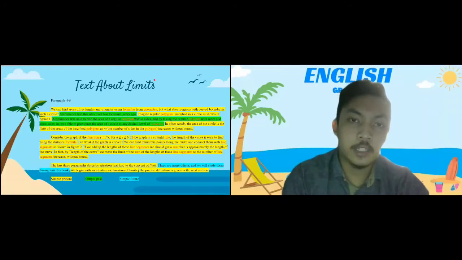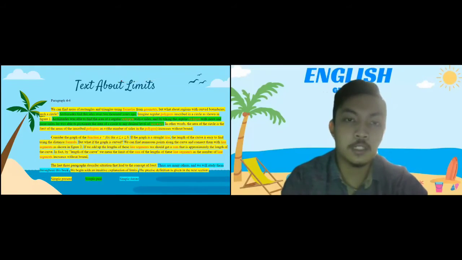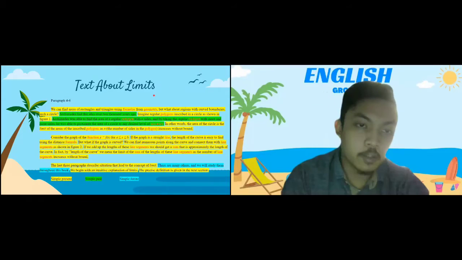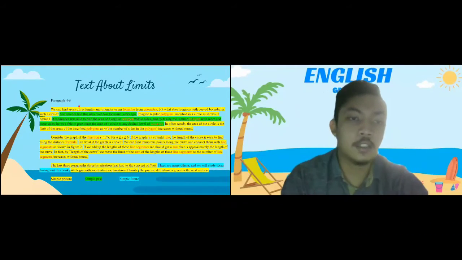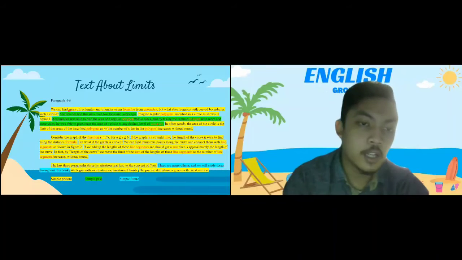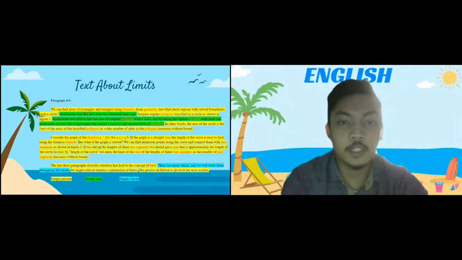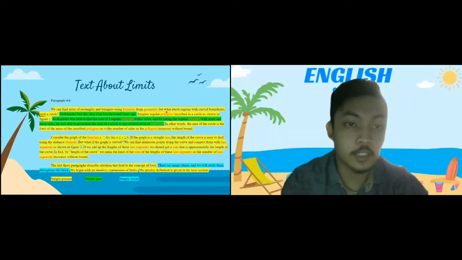Okay, next is paragraph 4 until 6, but still on the text about limits. We start with the first sentence of paragraph 4. We can find areas of rectangles and triangles using formulas from geometry. But what about regions with curved boundaries, such as a circle?